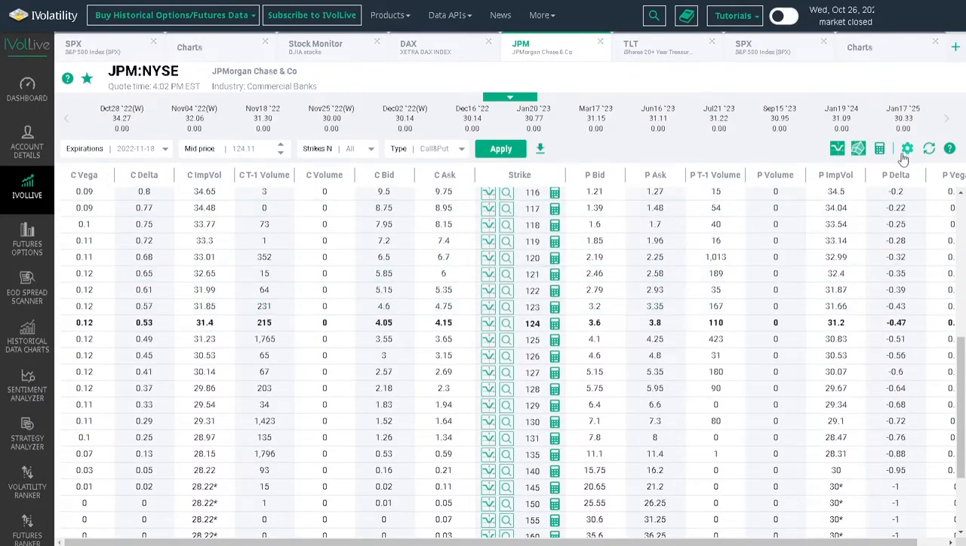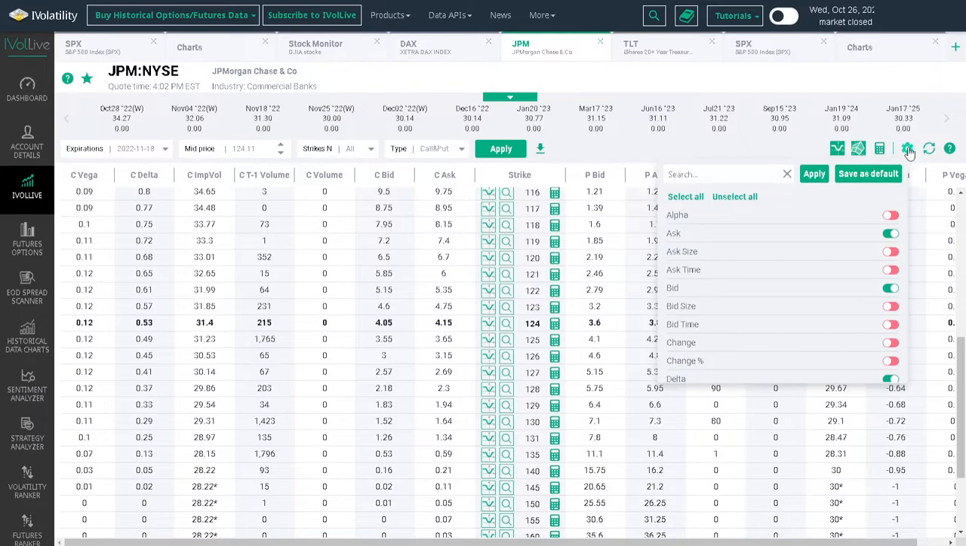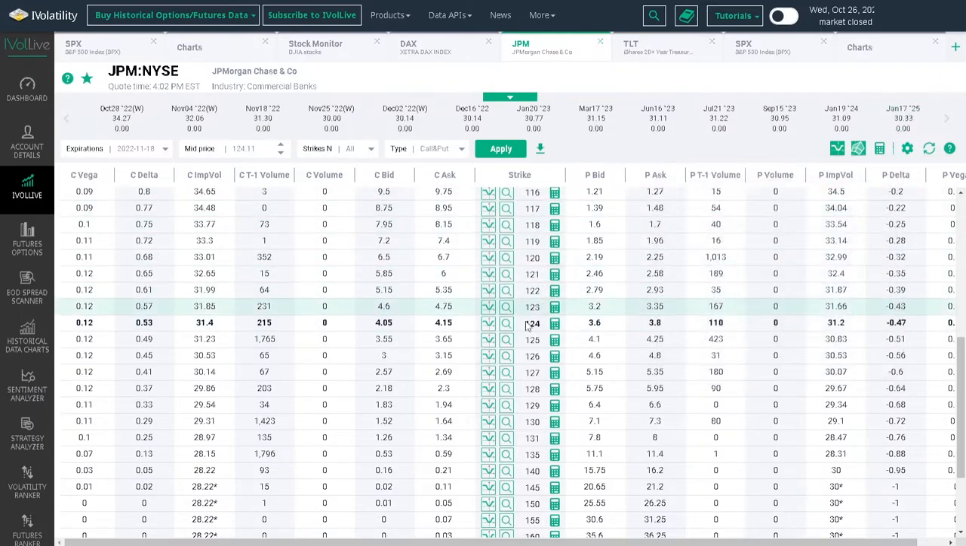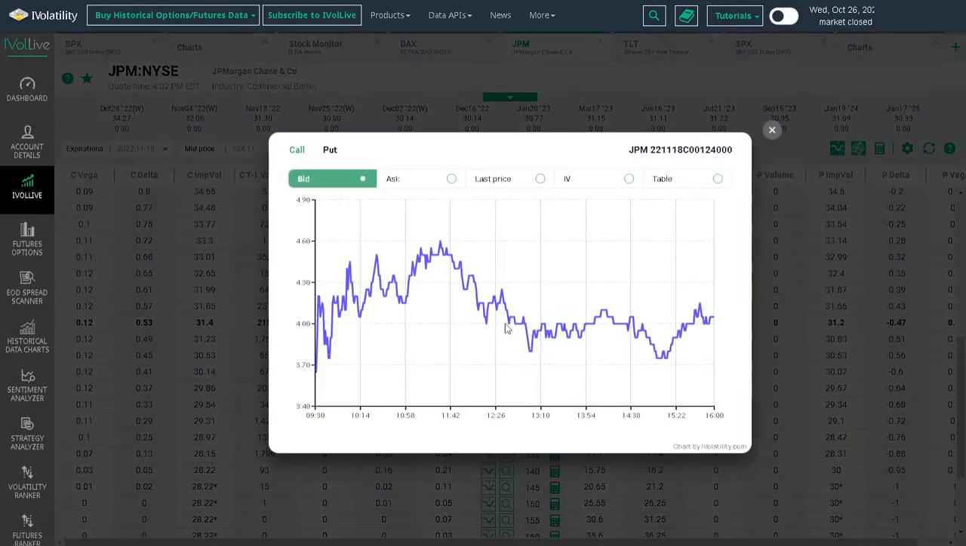If you want to change the fields, you can go into settings up there, top right, and add whatever you fancy. Here we are looking at the at-the-money strike, which is the 124 strike. We can click on this little icon, price and IV history chart, and that will open up this page. We can see that we have bid, ask, last price, IV, and then the table.